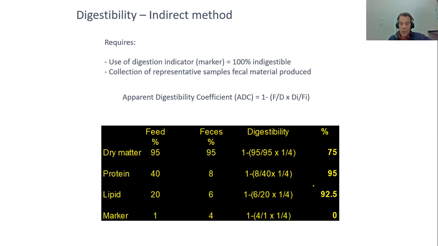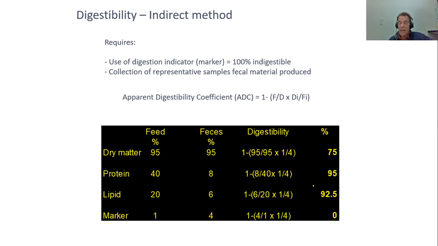Because you're using the marker, it's a marker enrichment technique. The marker, being 100% indigestible, becomes your reference point, and you calculate the disappearance of other nutrients by the enrichment of the marker in the feces compared to what it was in the diet. This is a very effective technique that allows you to solve a lot of problems associated with the direct method. You can collect a representative amount of fecal material. You don't need to collect all. You can collect over any period of time that you want, as long as it's a representative sample.